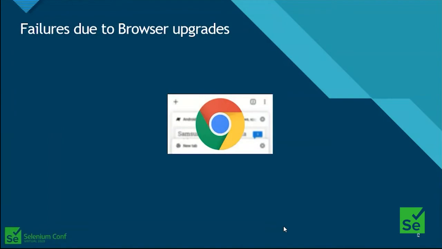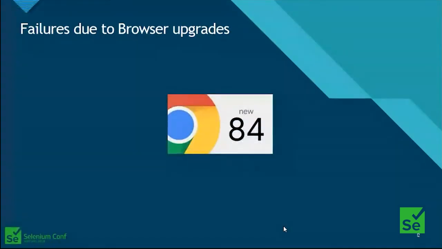Next are failures due to browser upgrades. Suppose you're running a Chrome version, say 81, 83, whatever, and it runs fine. All of your cases are getting executed and no issues are faced. But one fine day, your browser gets upgraded to a newer version. This needs to be taken care of in our automation, otherwise it might start failing.